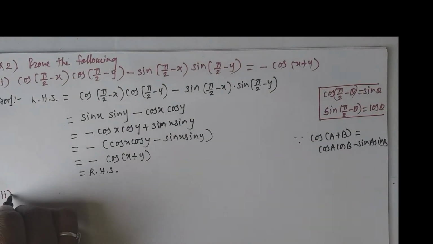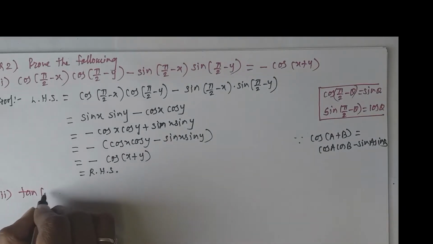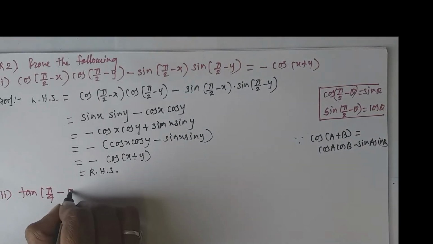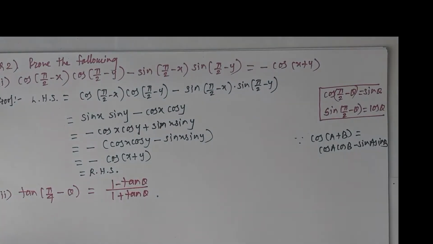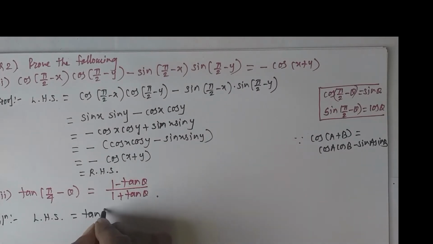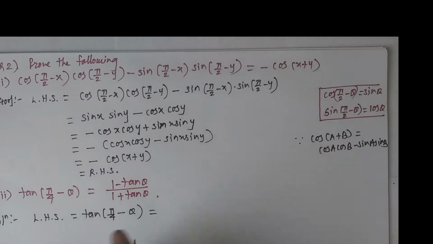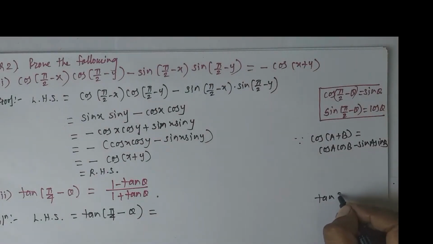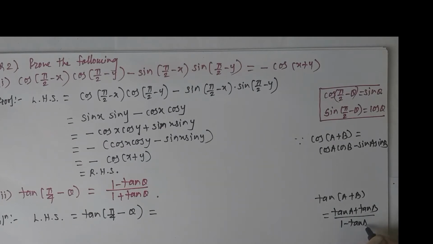Let's see the second problem. What is the second problem? Tan(pi/4 - theta) is equal to, we have to prove this. Okay, again you take the left hand side in the solution and prove it is equal to the right hand side. Write down the left hand side: tan(pi/4 - theta). Here we will use the formula for tan(a + b). What is the formula for tan(a + b)? That is (tan a + tan b) divided by (1 - tan a tan b). Okay, we will use this formula.